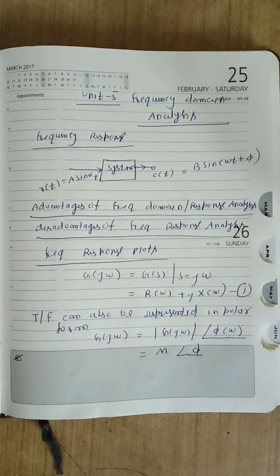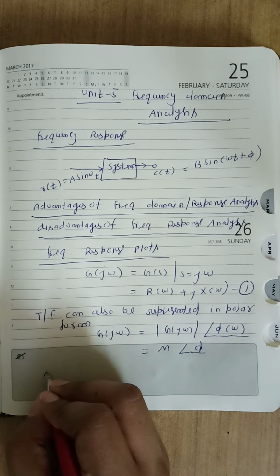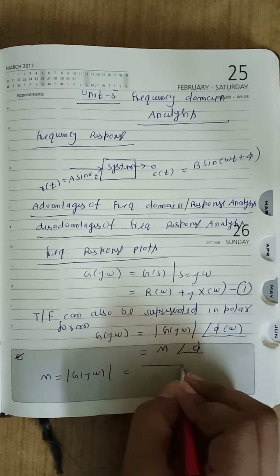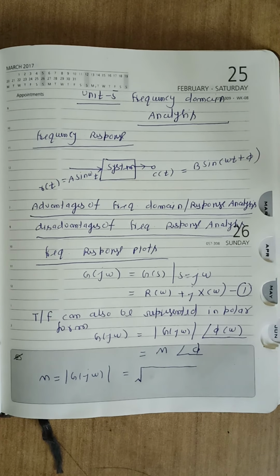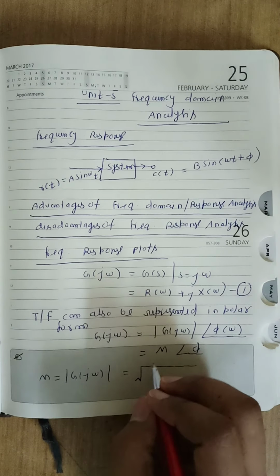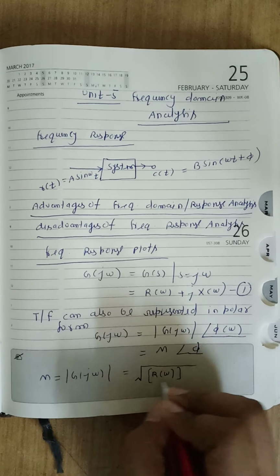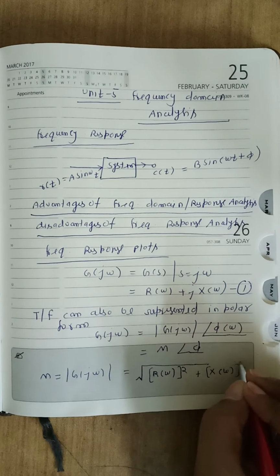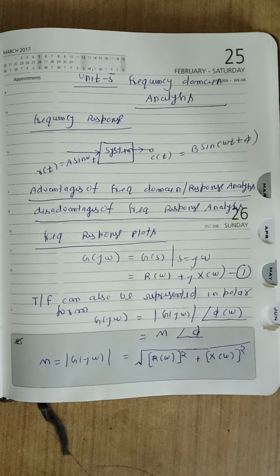We know magnitude is given by the square root of real squared plus imaginary squared. So we can write M, or the magnitude of G(jω), equals the square root of R(ω) squared plus X(ω) squared. With the help of this we can calculate the magnitude of G(jω).